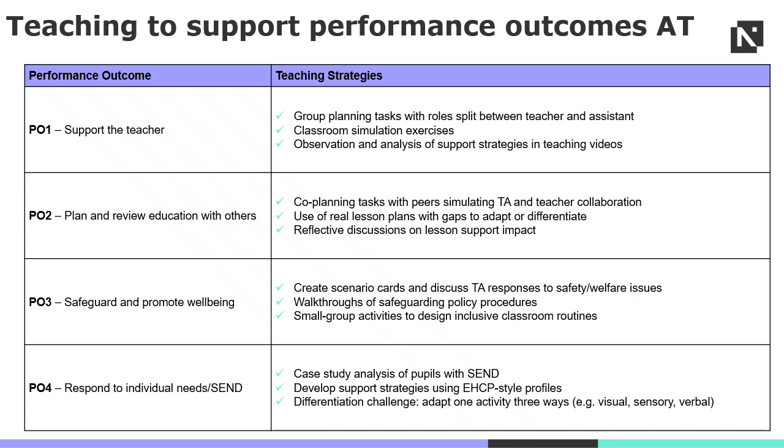Next, here are some suggested strategies to support students working towards the performance outcomes for assisting teaching. We'll not read through every point here, but you'll notice each PO is supported by practical classroom-based approaches. For PO1 and PO2, you might use planning tasks, simulations, or peer collaboration to help students understand how to support and adapt learning. For PO3 and 4, place more emphasis on safeguarding, inclusive practice, and responding to individual needs.